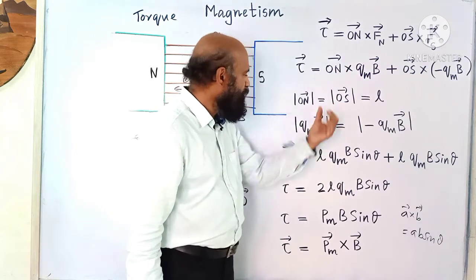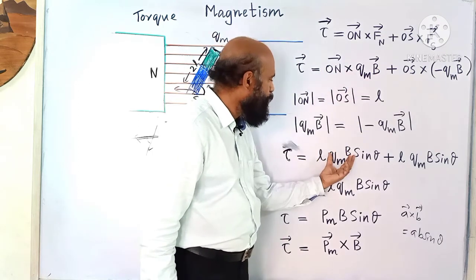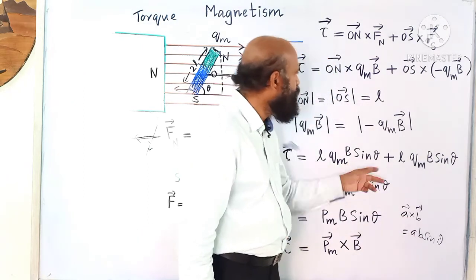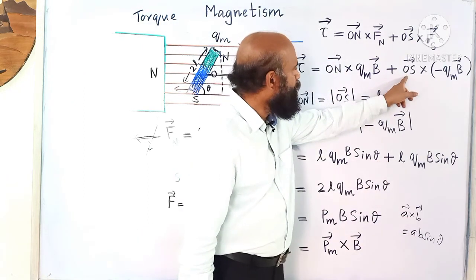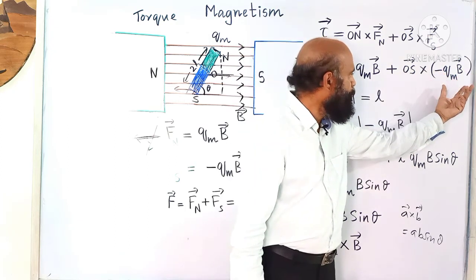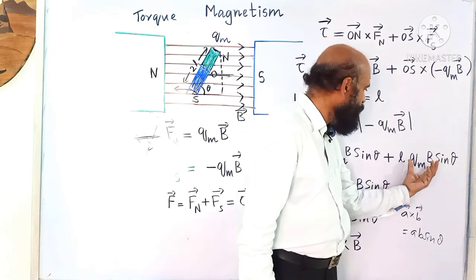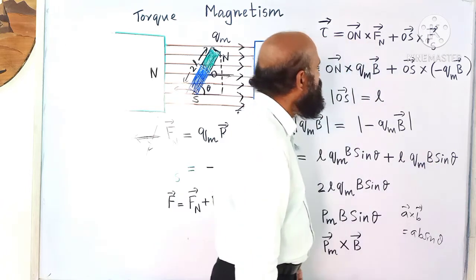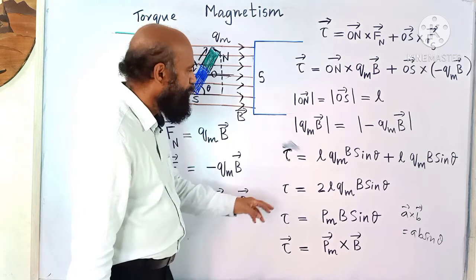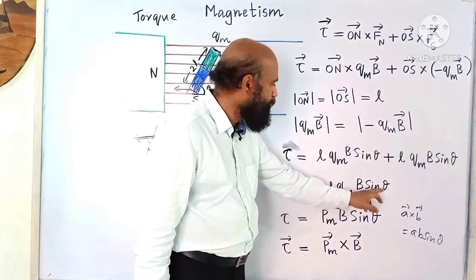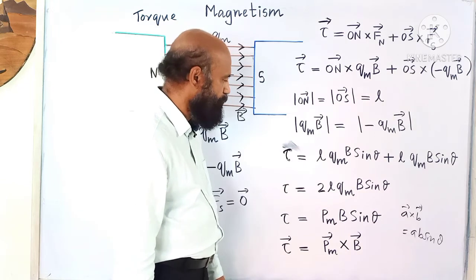The magnitude of ON vector is L, the magnitude of this is Qm B, then sine theta. A vector cross B vector is AB sine theta. Plus OS vector: the magnitude of OS vector is L, the magnitude of Qm B vector is Qm B, then sine theta. So when you add these two, it will be 2L Qm B sine theta.